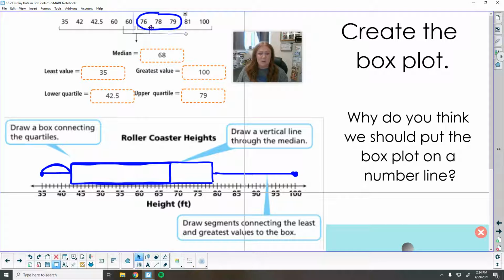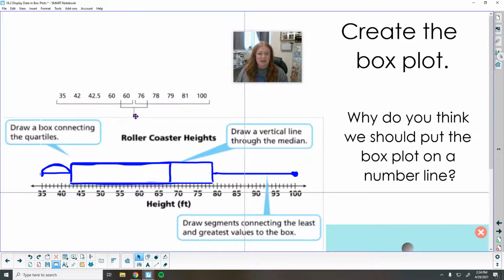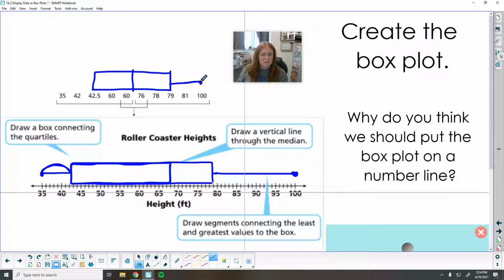So let's take a look at what happens here if I put my data up on this, just my line of numbers. So here's the middle, here's my quartile, here's my quartile. So I connect my box, and here's my lowest and highest. So what differences do you notice here? So one thing I notice is that this one, right, they're all pretty much equal. And we know that's not true. It makes it kind of distorted and not correct.